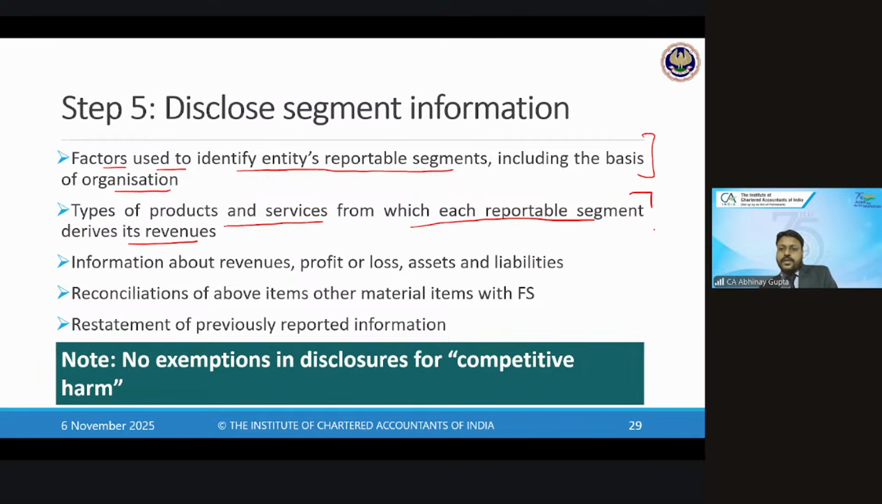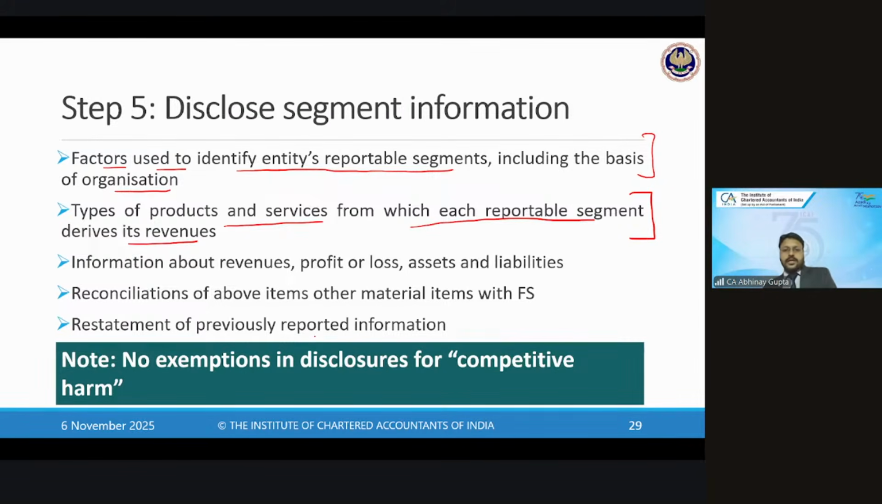Now, for whatever reportable segments you have finalized, for each of them you need to explain: this reportable segment is doing the food and beverage business, this reportable segment is doing the cosmetic business, this reportable segment is doing the medical supplies business, right? So what is the nature of the product and service that the reportable segment is engaged in? That you need to explain.